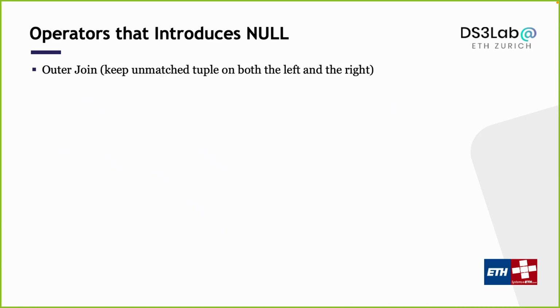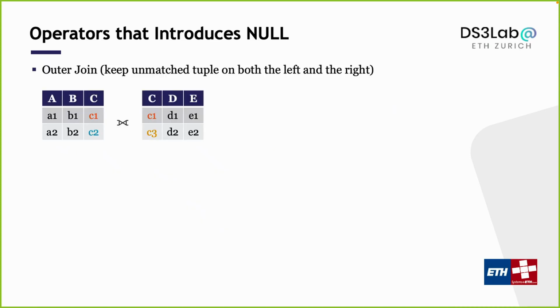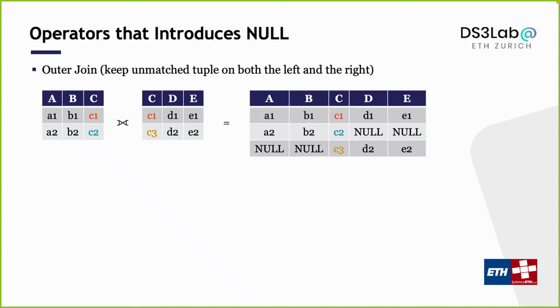And of course, you can do outer join. You can keep both. Okay, so if you do outer join, you are going to keep all the tuples from the left, all the tuples from the right. If there's matches, great, then they appear in the same row. Otherwise, I put null. Okay.